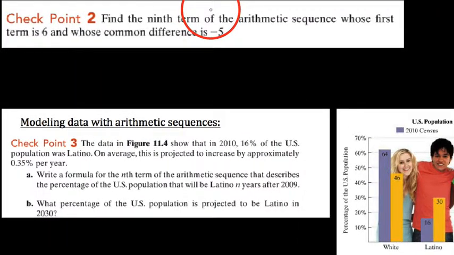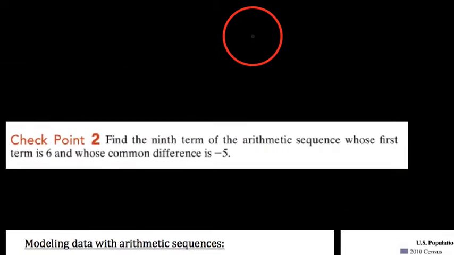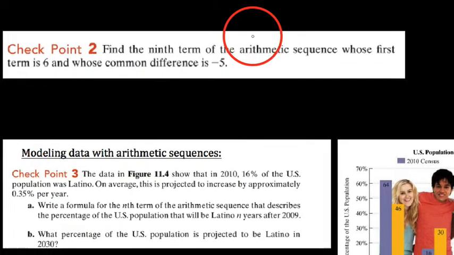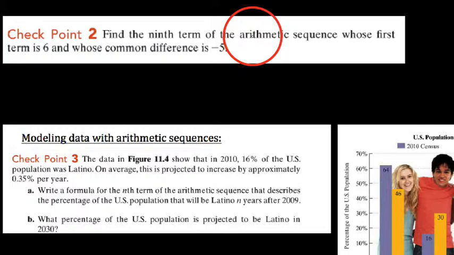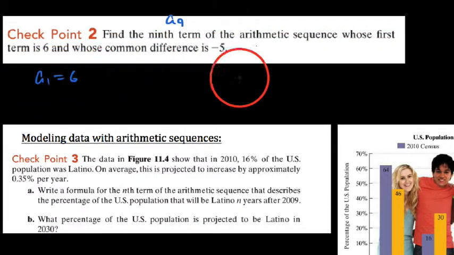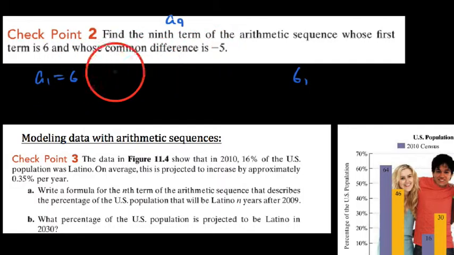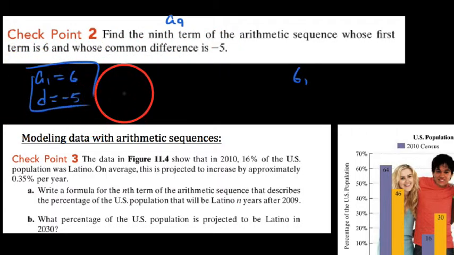And so when we look at this next set of checkpoints here, it says find the 9th term of the arithmetic sequence whose first term is 6 and whose common difference is -5. And so if we wanted to do this here, essentially all we would have to know are the first term and the common difference. So it says find the 9th term. Okay, we want to find a9, of the arithmetic sequence whose first term is 6. And so we were told that the first term is 6. I'm going to write 6, and then whose common difference, I'm going to write this down here, is -5.